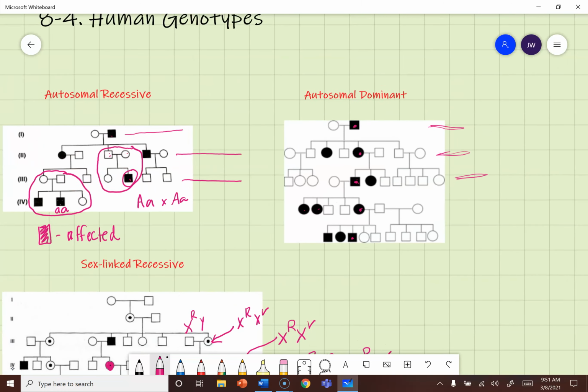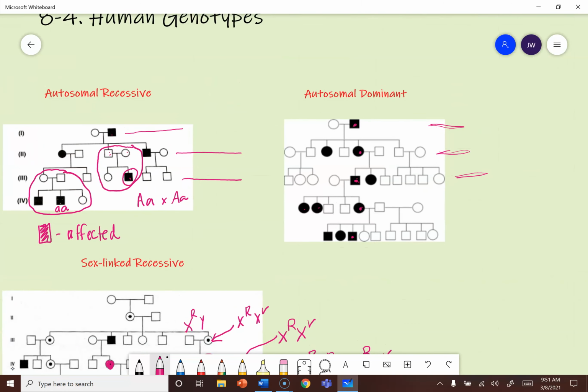If we go up to this autosomal dominant here, we know that anybody who does not have the trait is going to be homozygous recessive, and anybody that does is going to be either heterozygous or homozygous, but you have to determine that based on their children. So for example, this couple here has a child that's homozygous recessive, so we know that dad has to pass on that recessive allele.